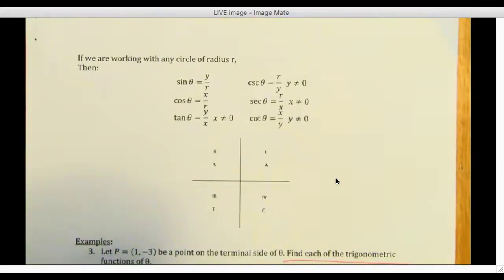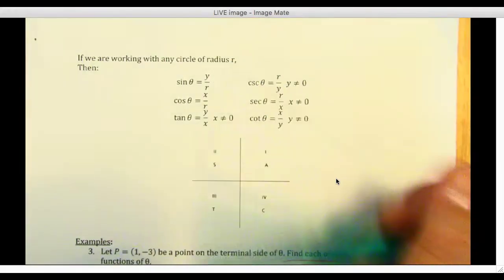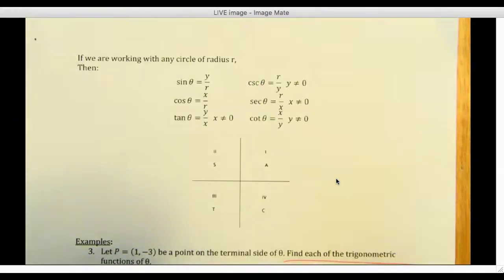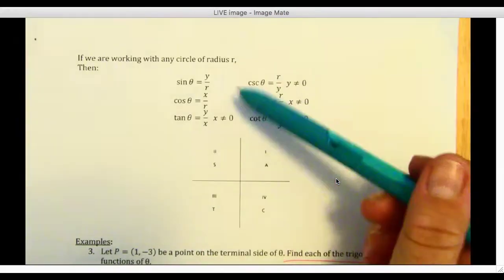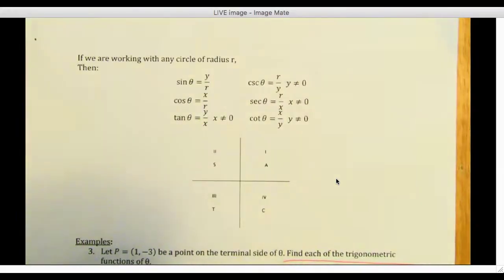If we are looking at any circle now, not just the unit circle, but a circle of any radius r, maybe a radius of 2 or 5, then we can generalize what all of these are equal to. So sine is going to be equal to y over r, cosine is x over r, tangent is y over x, and then the reciprocal functions are those reciprocals.